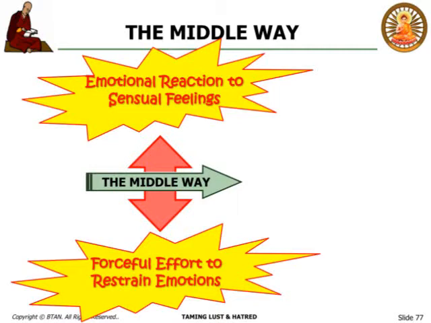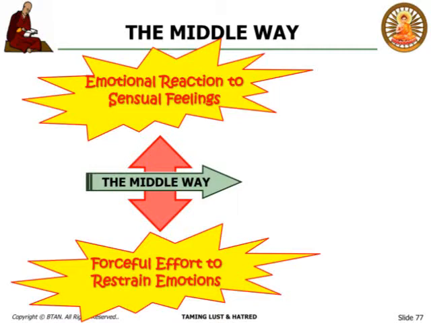Now, a lot of people would think the middle way is really a compromise between reacting to sensual feelings and also withholding. A little bit of reaction, a little bit of withholding, they are practicing the middle way. No, they're not practicing the middle way. That is called compromise. But a middle way is a third way. The middle way is neither reacting to sensual feelings nor forcefully withholding your emotion.